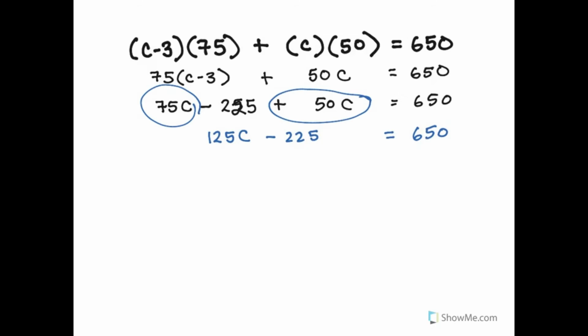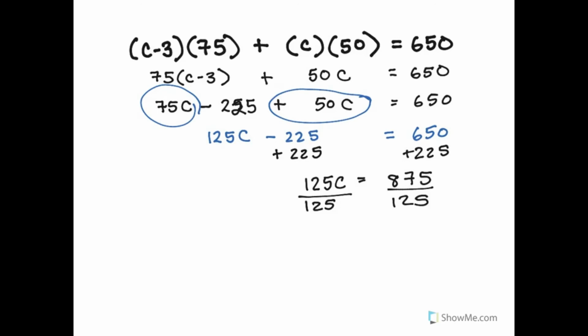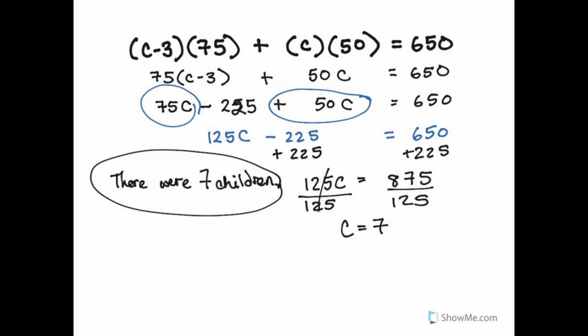Now we can add 225 to each side, and we get 125C equals 875. Divide by 125 on each side, and we find that C equals 7. Since C stands for the number of children, we know there were 7 children.